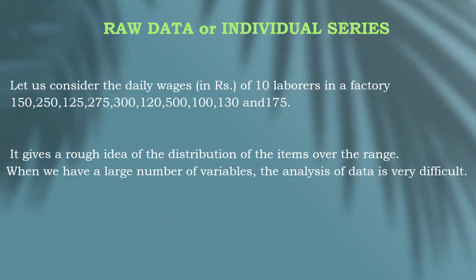So the first one, raw data or individual series. As the name goes, anything which is unprocessed is known as raw. The second name is individual, so the individual values are known as individual series. I've given you one example of 10 laborers in a factory. The daily wages are given like 150, 250, 125, 275, and so on. This raw data gives a rough idea of the distribution of the items over the range. When we have a large number of variables, the analysis of data is very difficult in raw data as the numbers are huge.